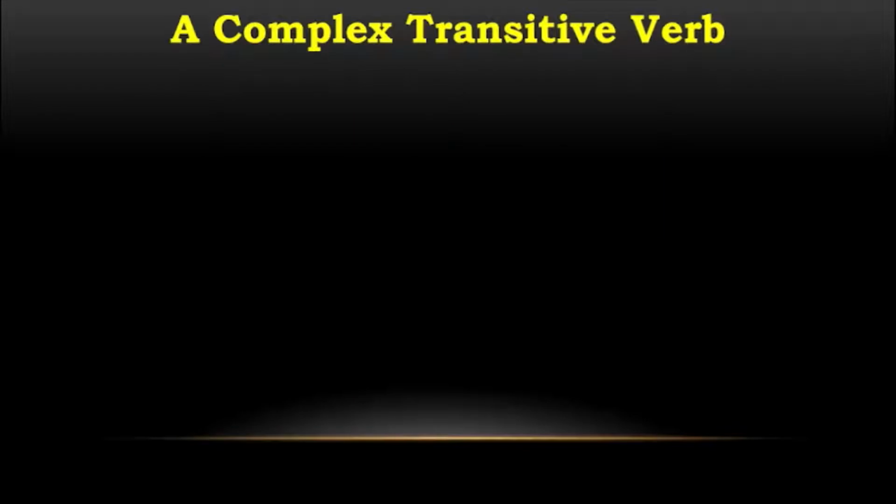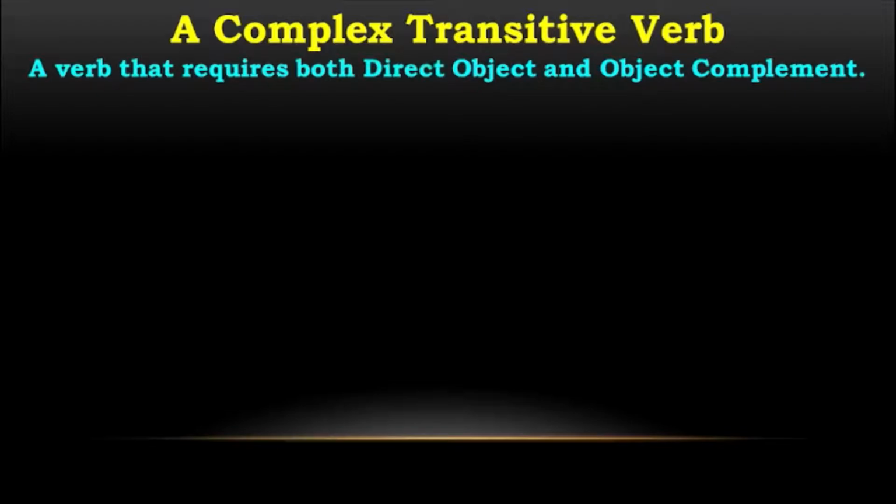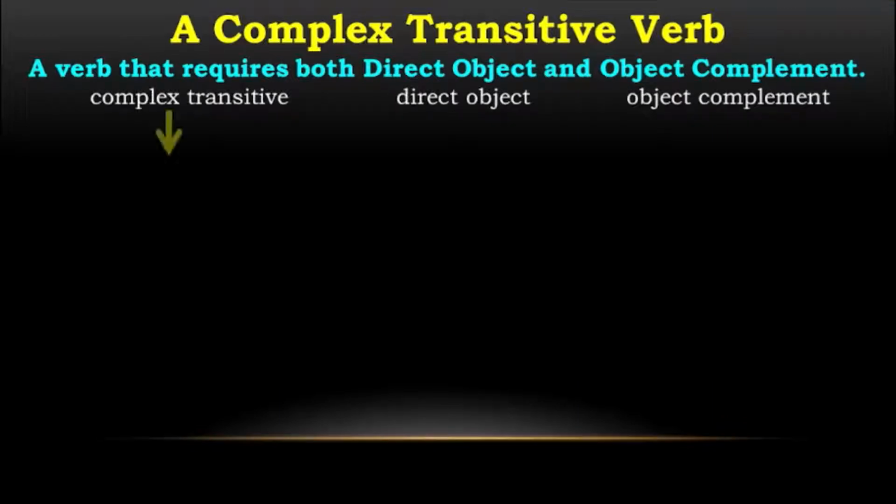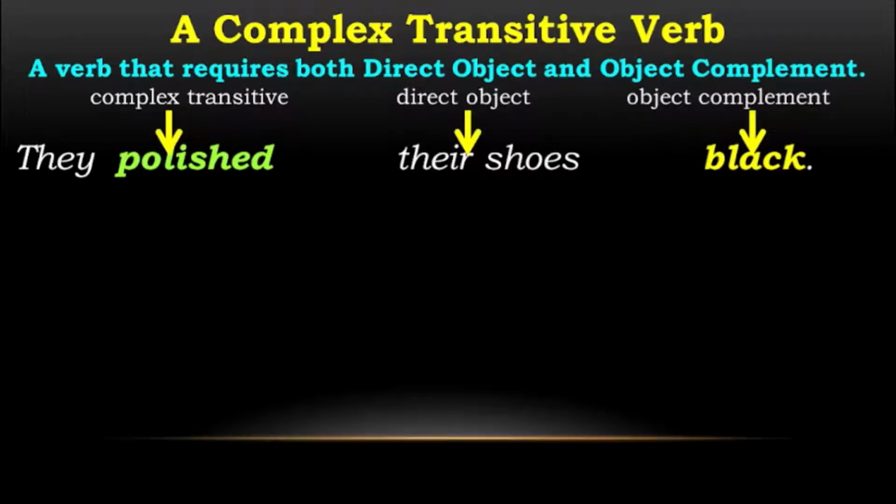Now let's see a complex transitive verb, a very important complex transitive verb that requires both a direct object and an object complement. For example, let's have an example. See, they polished their shoes black. Polish is your complex transitive verb. Their shoes is your direct object and black is a noun. This is the object complement. Here we can have a noun, a noun phrase, an adjective, and an adjective phrase.